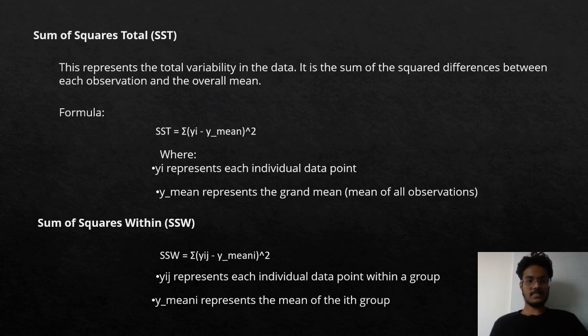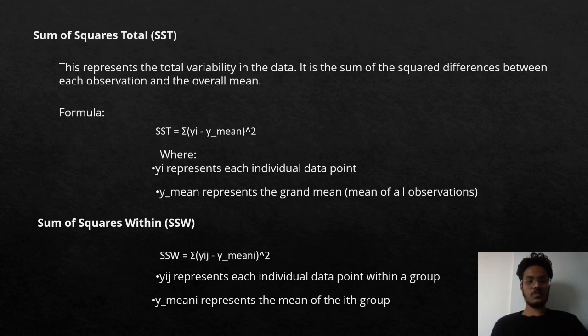Next formula is SST, sum of squares total. This represents the total variability in the data. It is the sum of the squared differences between each observation and the overall mean. The formula to calculate sum of squares total is SST equals summation of yi minus y mean, whole squared, where yi represents each individual data point and y mean represents the grand mean, the mean of all observations. This is one of the important formulas in ANOVA.